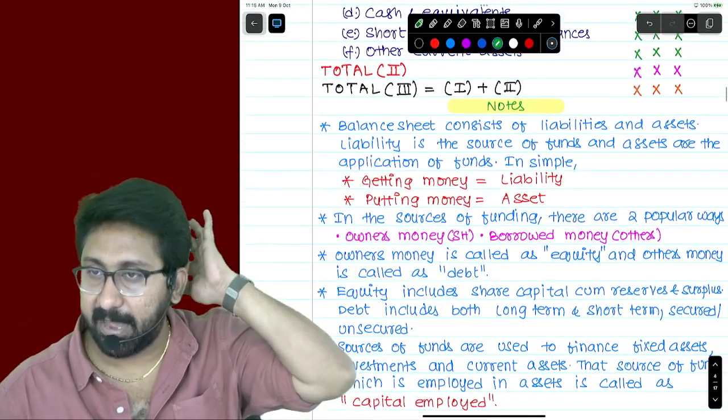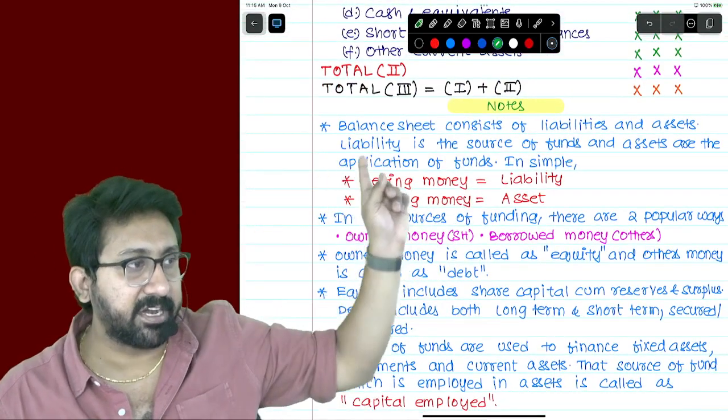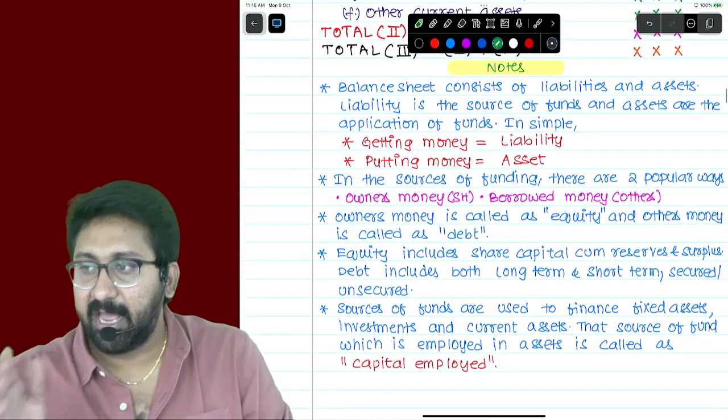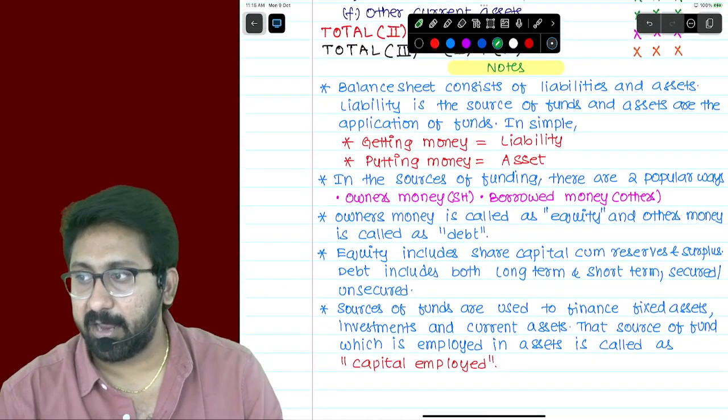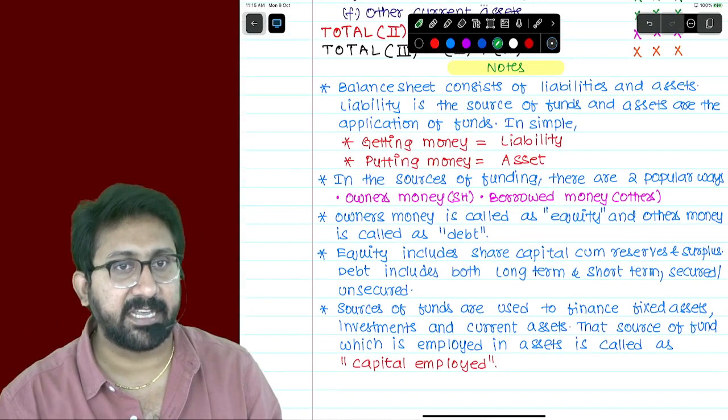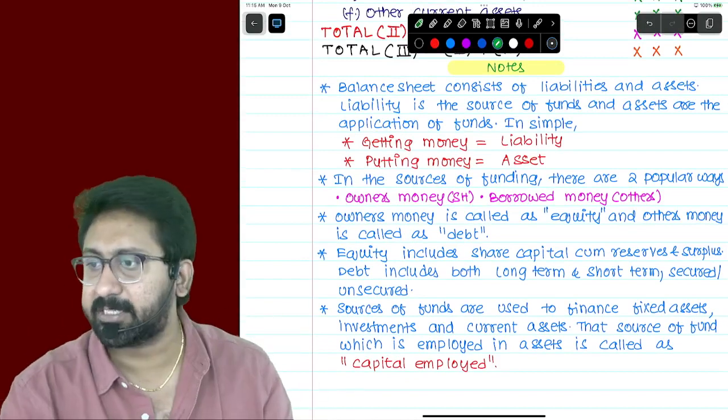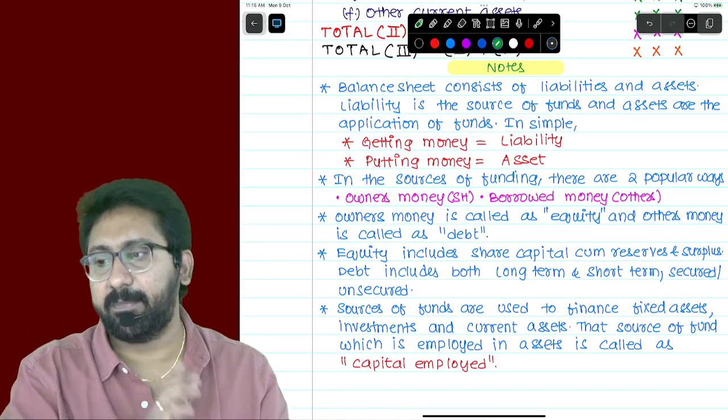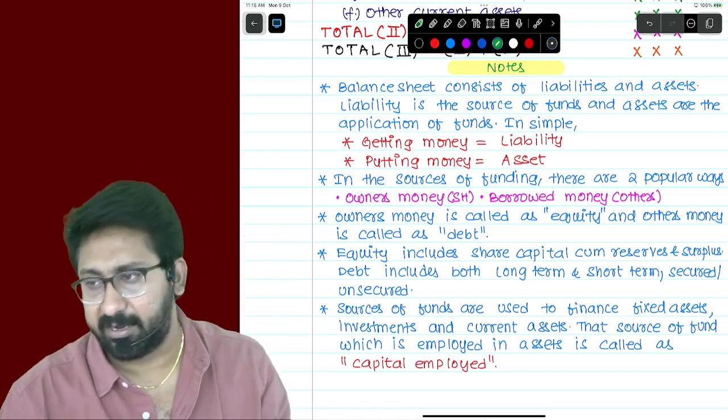Please read the answer. Balance sheet consists of liabilities and assets. Liability is the source of fund. Asset is the application of fund. So in simple, getting money is a liability. Putting money is an asset.